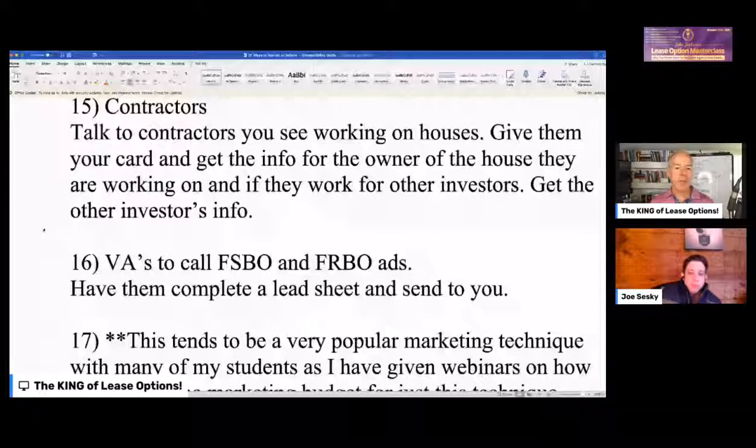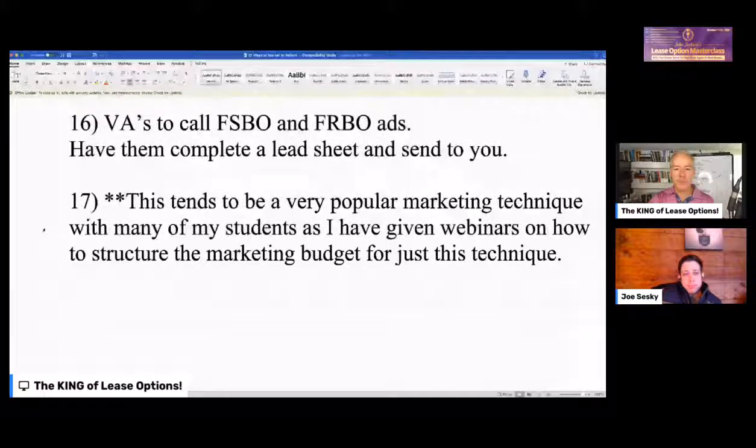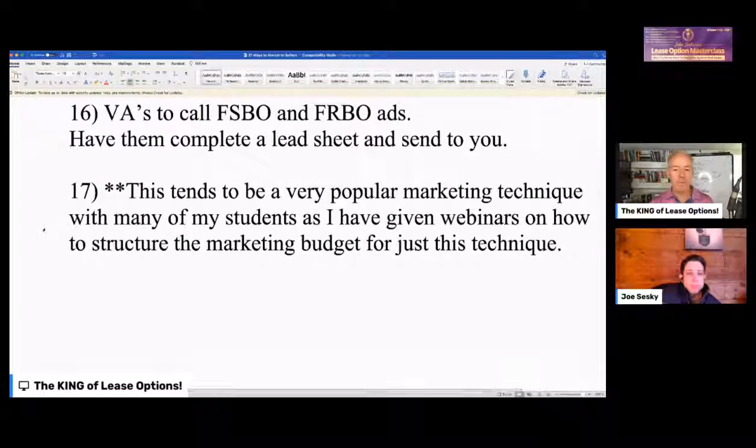VA is a call for sale by owner and for rent by owner. You can get a VA from overseas, or at least to reach out and text them if you're using a texting platform and have them fill out the lead sheet for you.